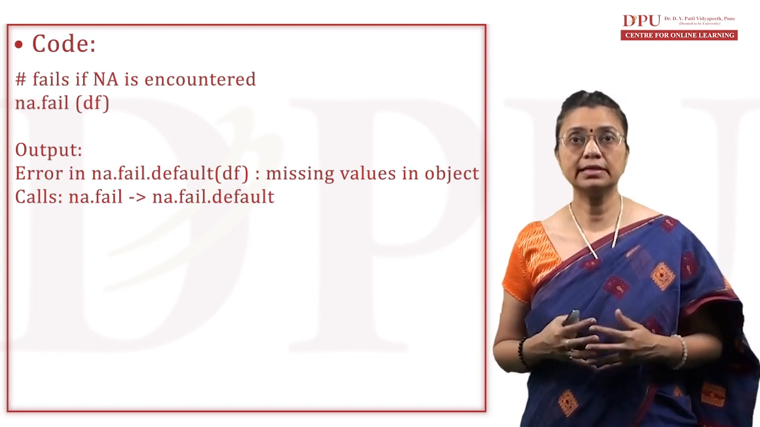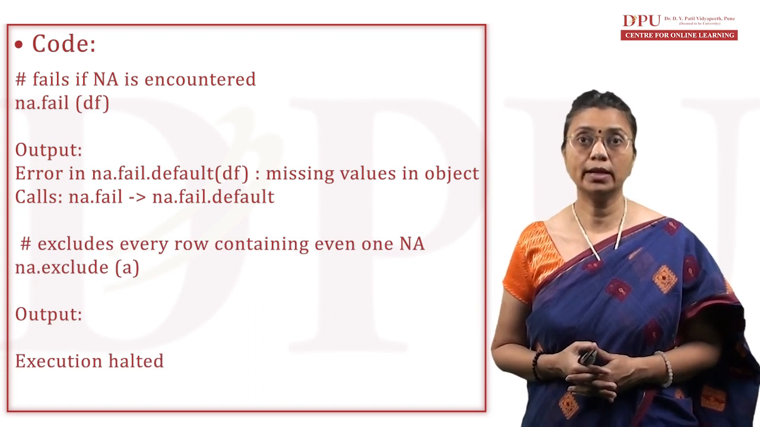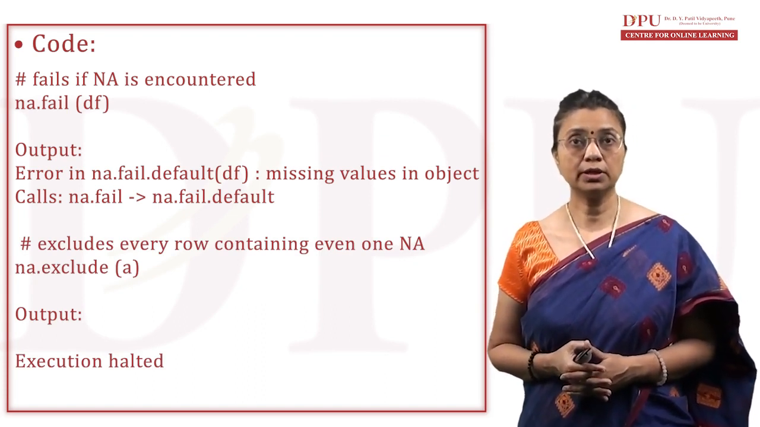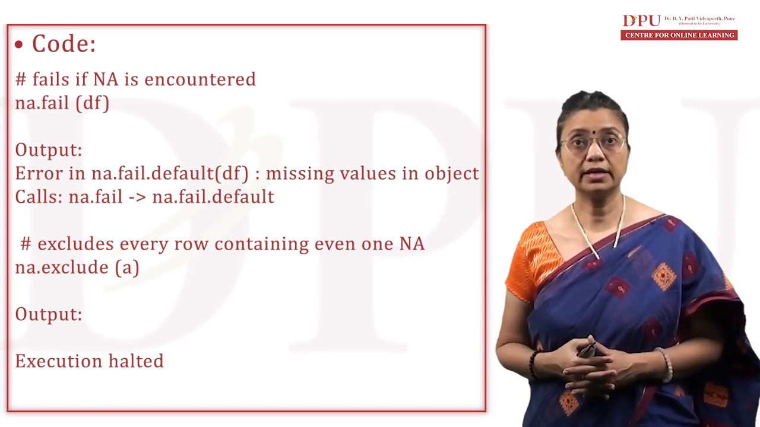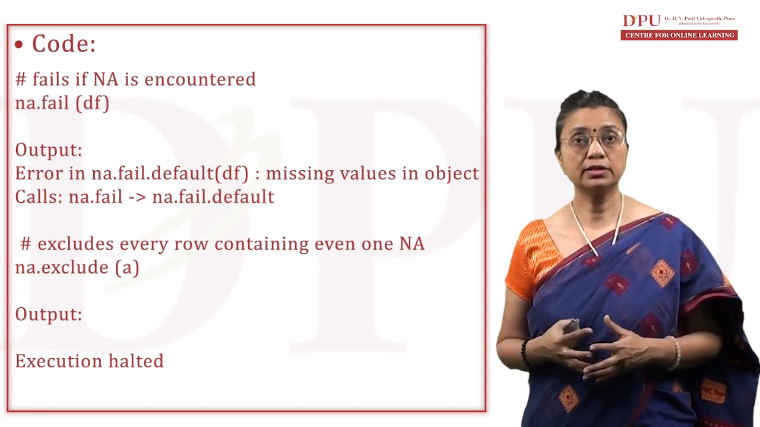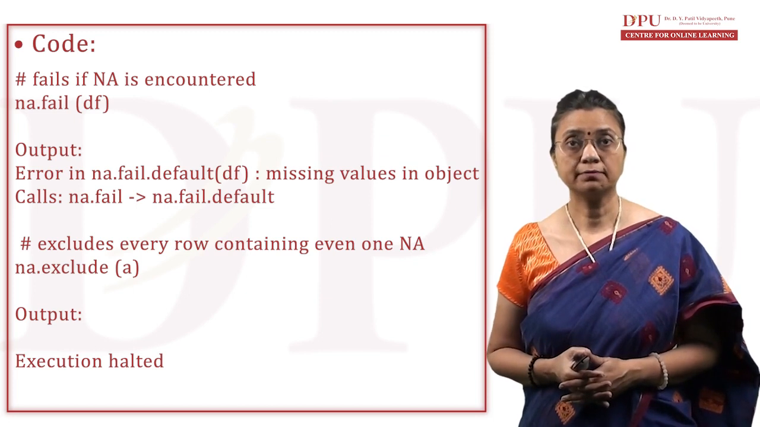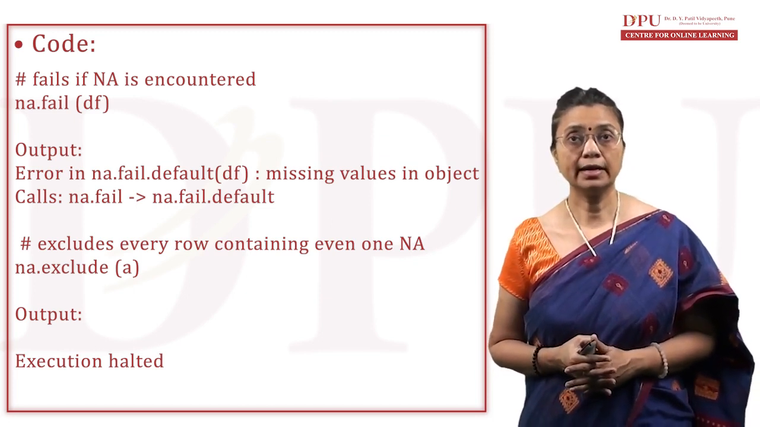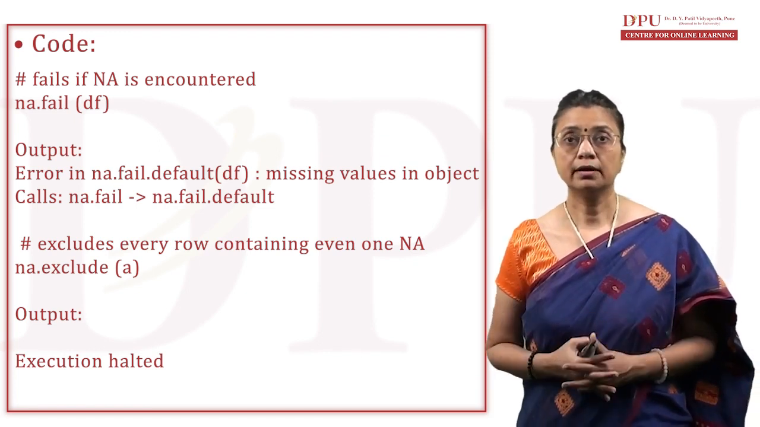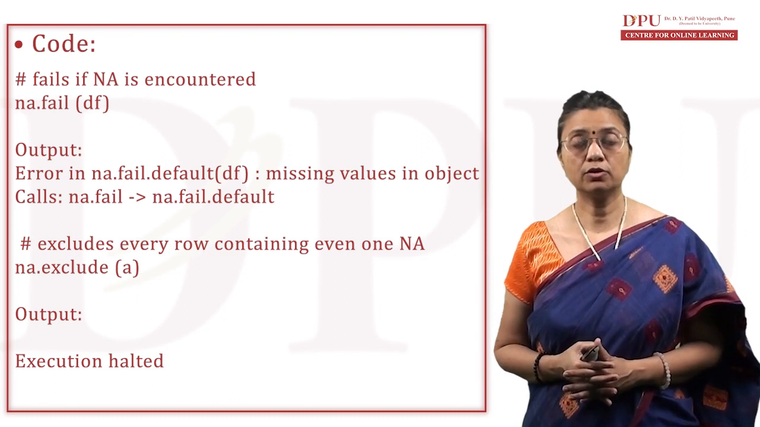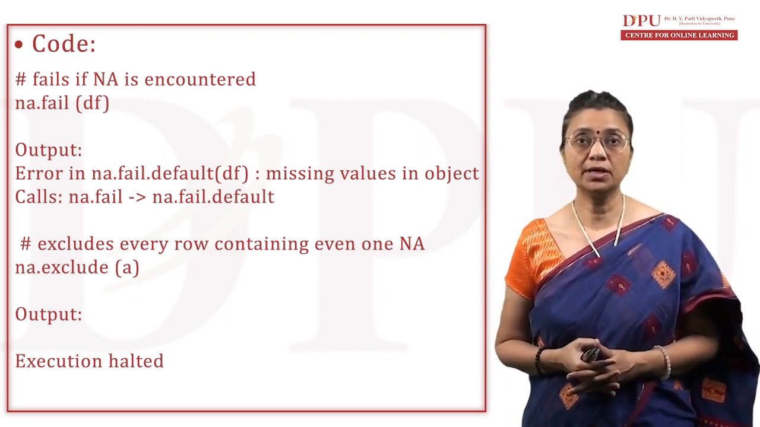Now we will see the third thing, where we exclude every row containing even one NA. In that case, we are using na.exclude, and within brackets A. So I'm calling the function na.exclude and passing A to it. Now let's see what is happening. Here you can see I get the call na.fail.default. This is the error. And in the last one, na.exclude, you can see execution halted. So that is how the output is coming on the screen.